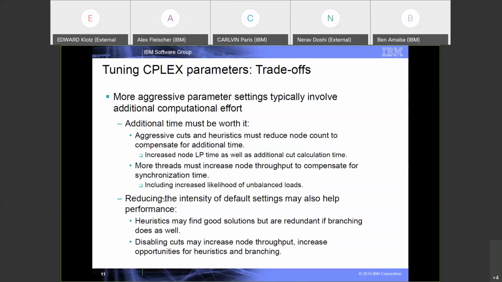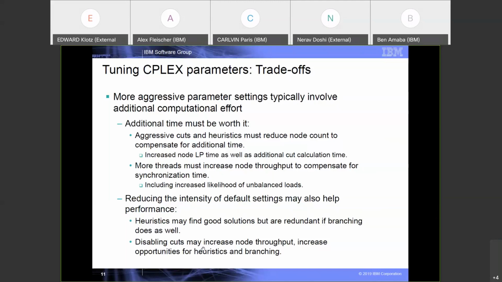But reducing the intensity of default settings can also help, because as we've added more functionality, sometimes functionality can be effective but redundant. A classic and common example I see with this involves heuristics to find good solutions that we apply at the nodes. I see plenty of models where they are finding solutions, but you don't need them because branching can find the same solutions, and we don't need to spend that extra time.